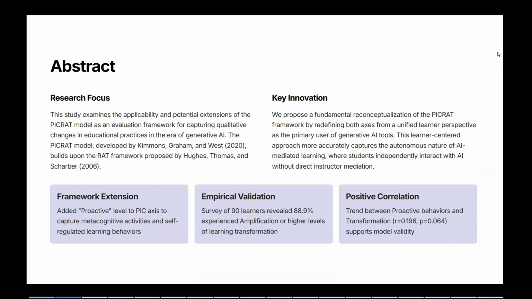Let me give you a brief overview. The PICRAT model is the framework for evaluating technology in education. But the original model was made before generative AI. We propose a new version of the PICRAT. Our version focuses on the learner, not the teacher. We also add a new level called proactive. We tested this method with 90 students. 88.9% of the students showed improved learning.